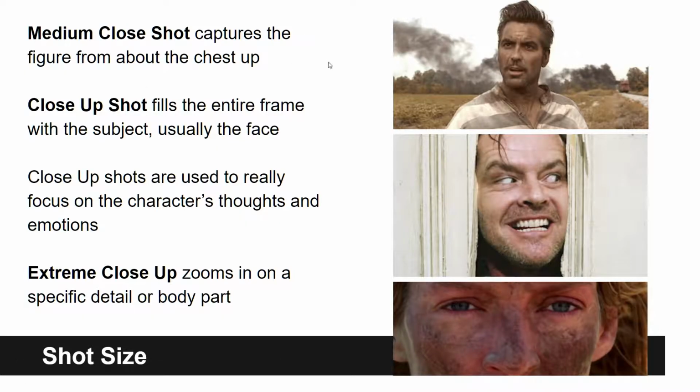So a medium close shot captures the figure from about the chest up. A close-up shot fills the entire frame with the subject, usually just their face. And this is where we're really starting to focus on heightened character emotions, right? This is where it gets a little bit dramatic. And then an extreme close-up is really on very specific parts of a body, usually the eyes. This is meant either to show a little detail or to show an exaggerated emotion, right? In this case, we're getting this kind of cowboy standoff, eyes searching shot from Kill Bill.